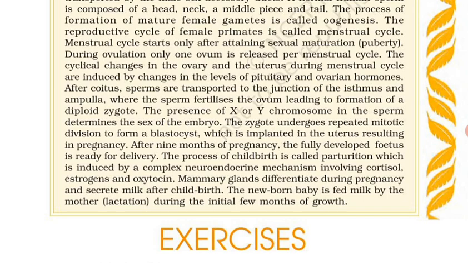The process of childbirth is called parturition, which is induced by the complex neuroendocrine mechanism involving cortisol, estrogens and oxytocin. Mammary glands differentiate during pregnancy and secrete milk after the childbirth.